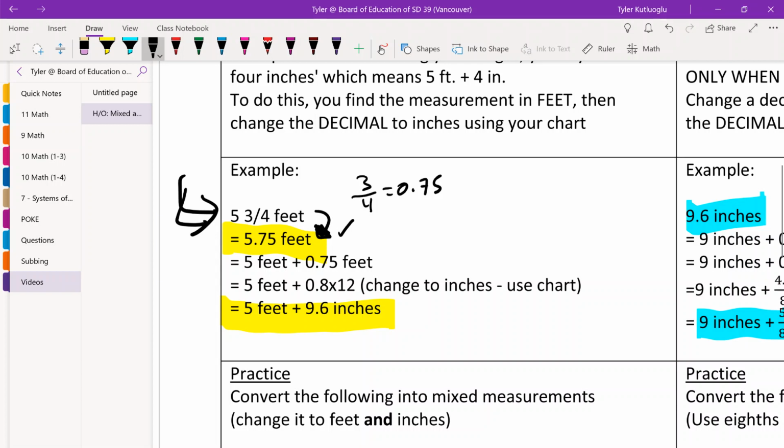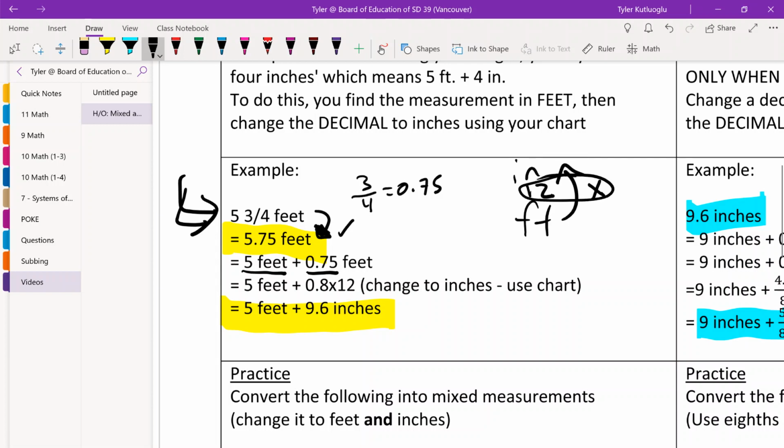Cool. Now what I'm going to do, I have it split into the two. I have the 5 feet that I'm going to leave alone, and I'm just going to deal with this decimal and turn that into inches instead. So now what I'm going to do is use my chart. And on my chart, like we used last video, talked about how to turn from feet to inches. And we actually had to multiply by 12.